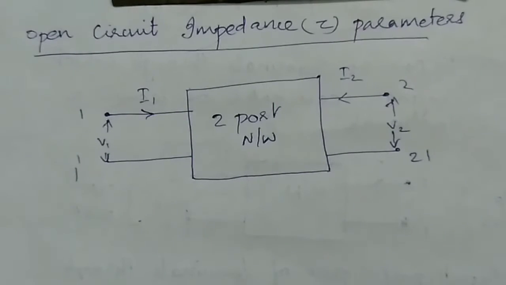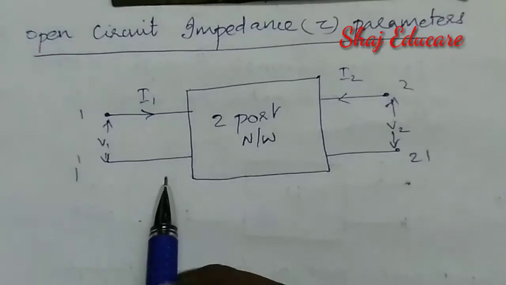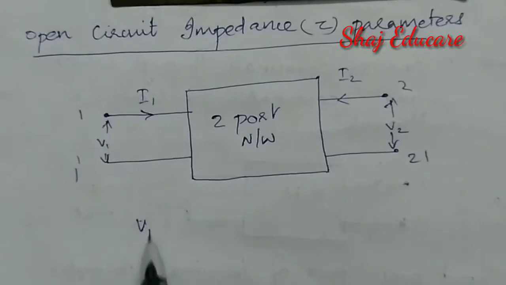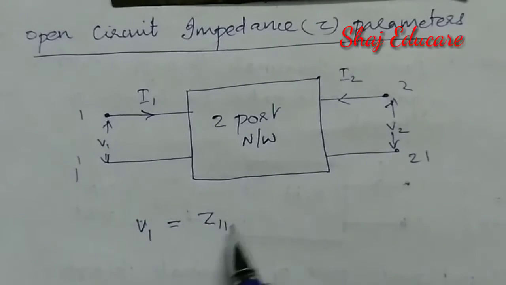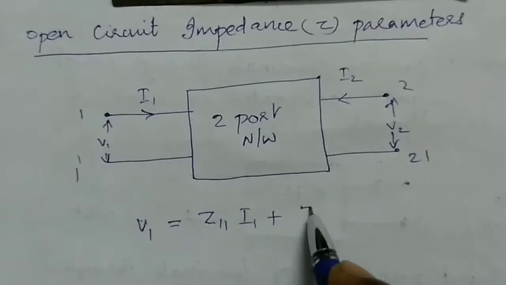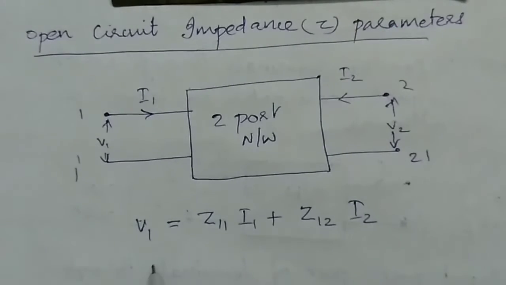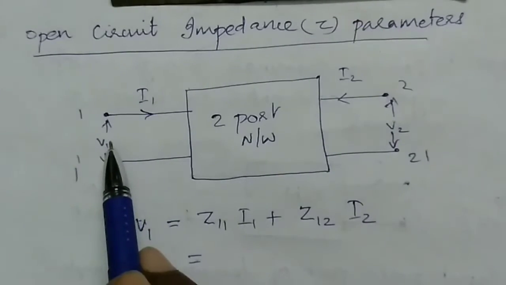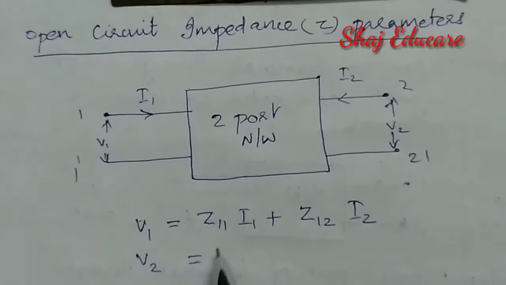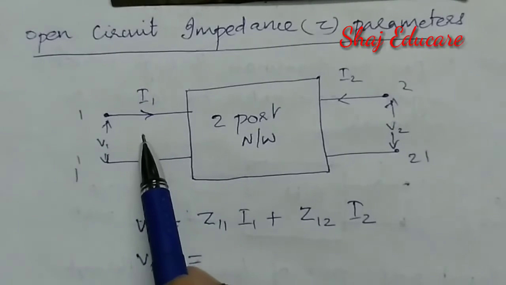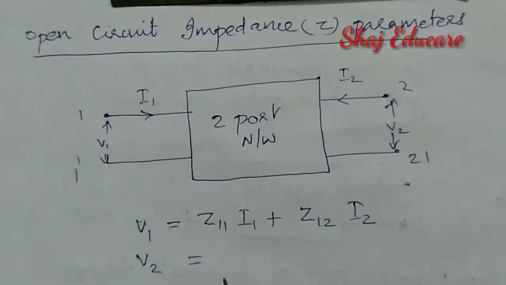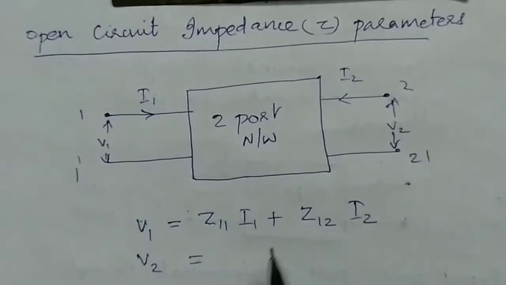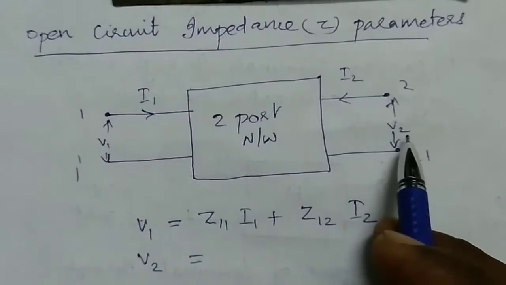Now let us define the open circuit impedance parameters by their basic equations. V1 is equal to Z11 I1 plus Z12 I2. This is regarding the input section, V1. V1 is a function of the input impedance and the transfer impedance. Now let us write the output equation.